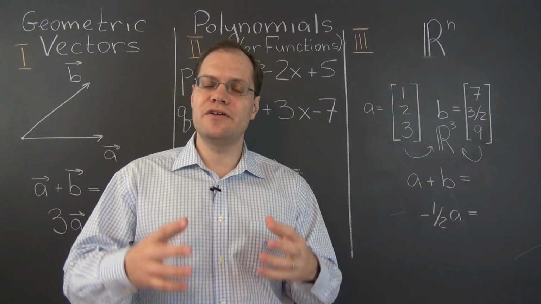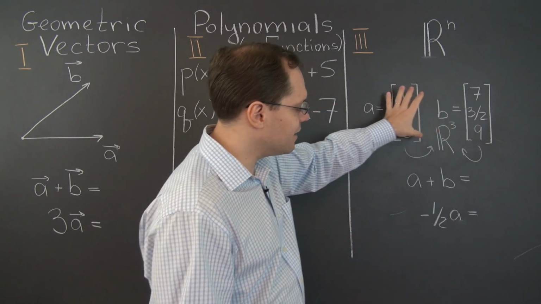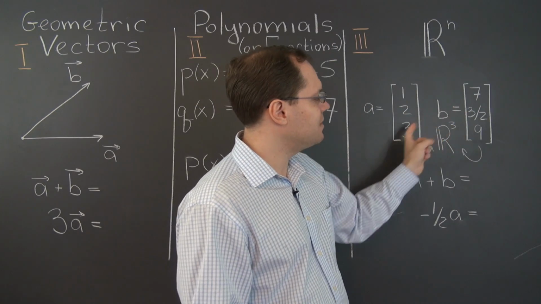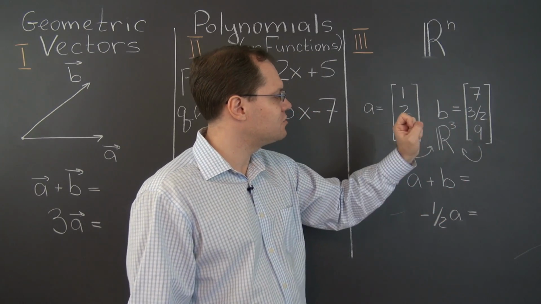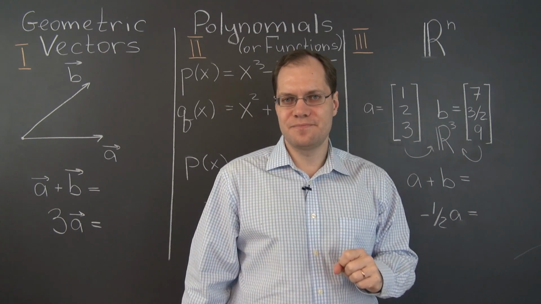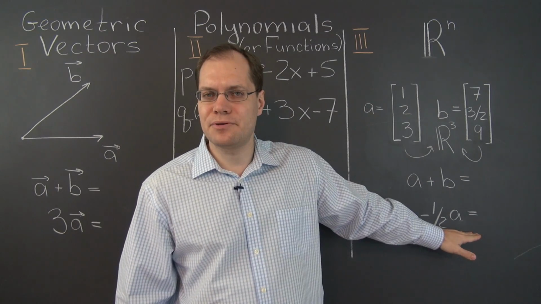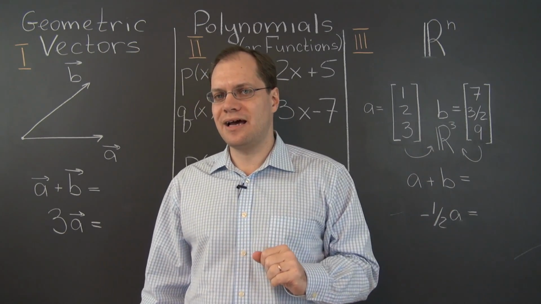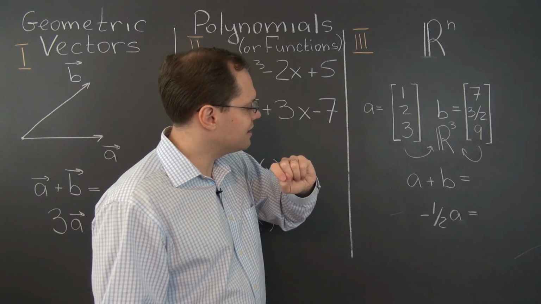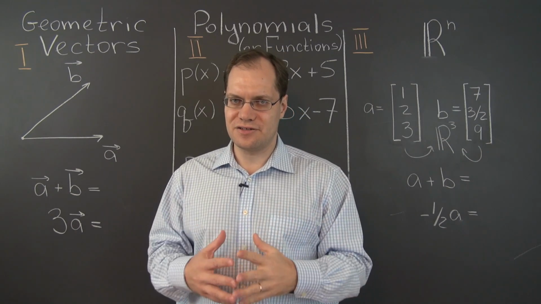And it's very straightforward to define what it means to add two vectors. They have to be of the same size, from the same space, and then you just add them entry by entry. So adding these two vectors will be 8, 7/2, and 12. And it's just as easy to define what it means to multiply a vector by a number. So here I'm multiplying it by -1/2. And the result will be -1/2, -1, -3/2. So they are indeed vectors.